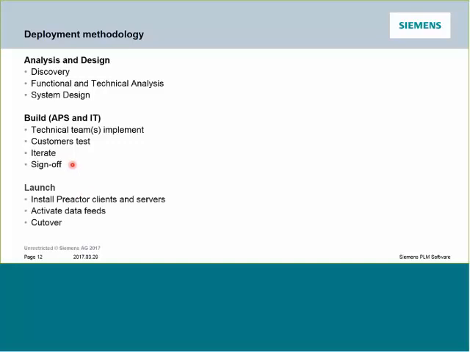And then at that point, we can launch. We can install the Preactor client. We can install the server components such as databases, license servers, and application servers, activate the data feeds, and then cut over from the old scheduling system to the new. This is a process that involves PMC working very, very closely with our customers, and it is, I can tell you, very satisfying for all when the system goes live and the promise of Preactor and the promise of APS is realized.